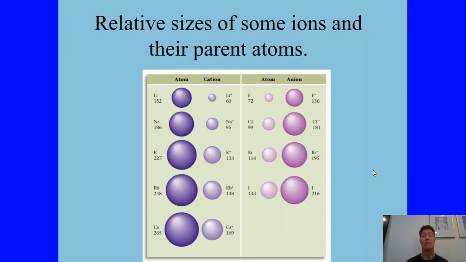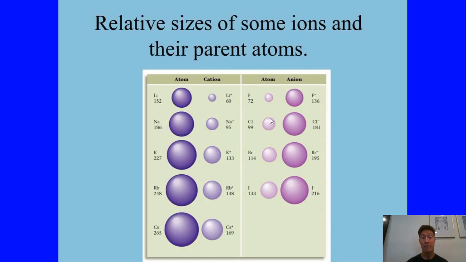Well, it's kind of surprising. Look at the relative size of some of these ions compared to their parent atom. So here is a neutral lithium atom. It has a size of 152. And here is the lithium ion. So we've lost a single valence electron in the S shell, and the size has basically been cut in half. It goes from 152 to 60. Look at sodium. It goes from 186 to 95. It loses a single electron, and its size is nearly cut in half.